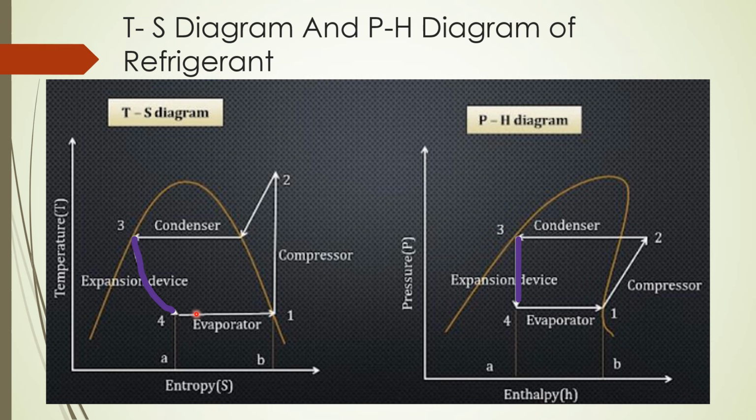As examples, a capillary tube, throttling valve or expansion valve. At the end of this process, that is state 4, liquid vapor refrigerant is obtained. In this process, enthalpy remains constant.